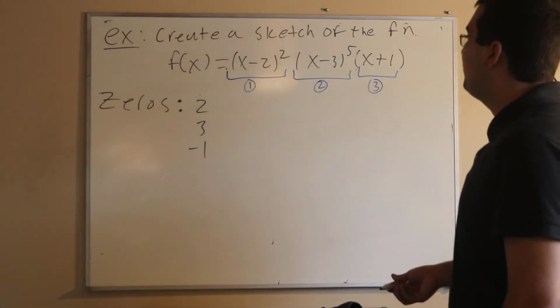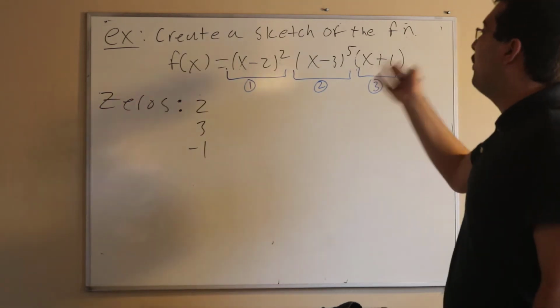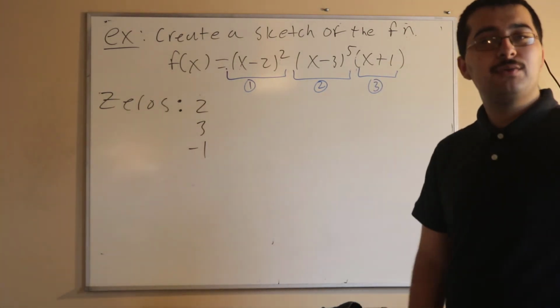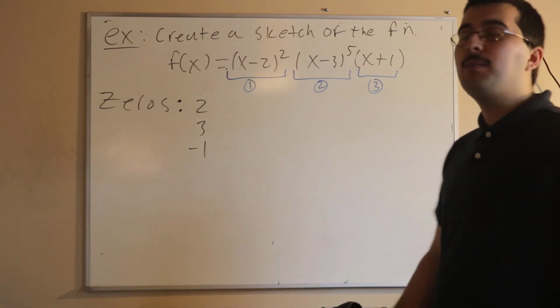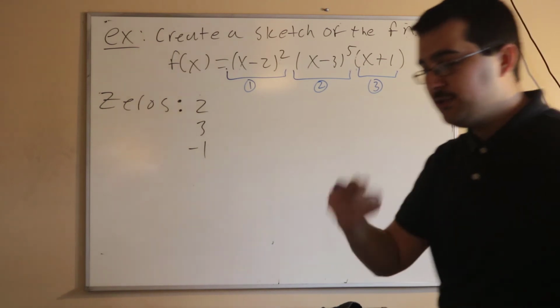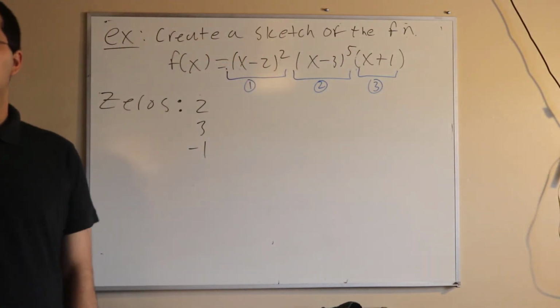And so then the game just becomes, when is x plus 1 equal 0? Well, when x equals negative 1. When is x minus 3 to the power of 5 equal 0? Well, when x equals 3. And when does x minus 2 squared equal 0? Well, when x equals 2. So just like that, I can quickly understand what the zeros of my function are.